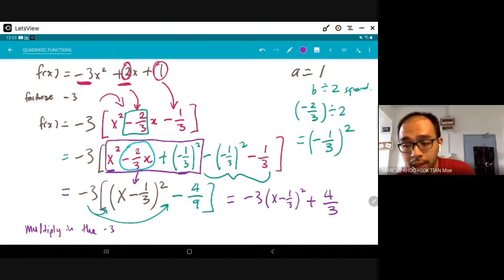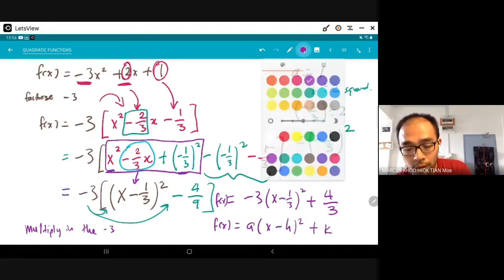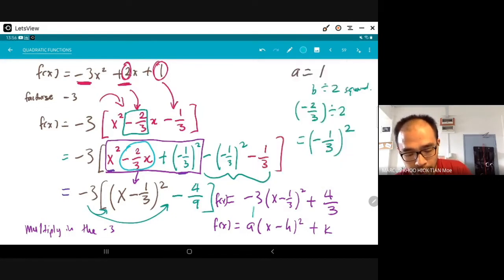Then when you compare, take a look at this. This is f(x). The question gives f(x) equals a(x minus h) squared plus k. So when we compare, I see that a is negative 3, h is 1 over 3, and k is 4 over 3.